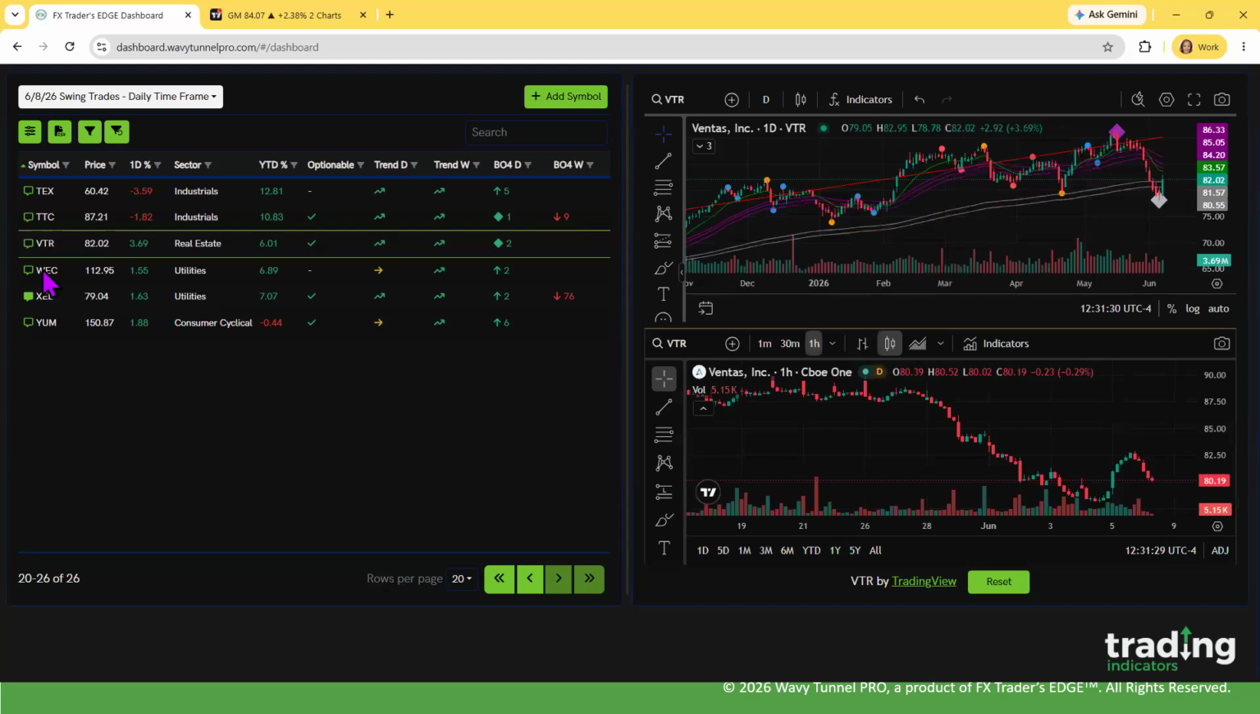Here's another real estate company. We've given back some of Friday's gains. You can see that with these red candles here. I'm not so keen on the real estate right now.